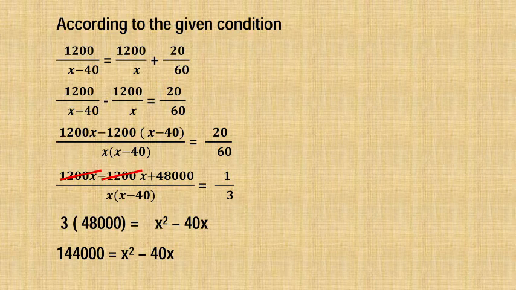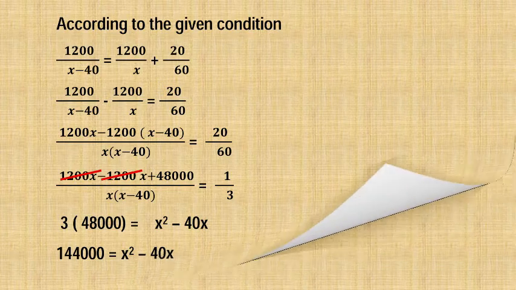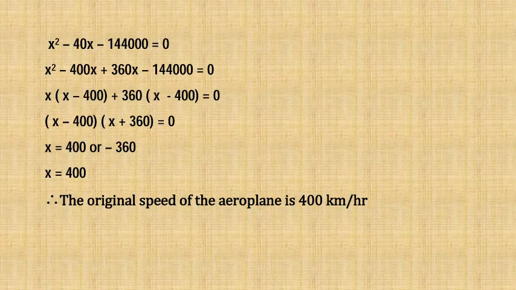Take the common LCM as x into x minus 40. Simplify the right hand side, 20 by 60 as 1 by 3. Do the cross multiplication. You will get a quadratic equation, x square minus 40x minus 14,44,000 is equal to 0. Simplify the equation. Value of x will be equal to 400. Therefore, the original speed of the aeroplane is 400 km/h.